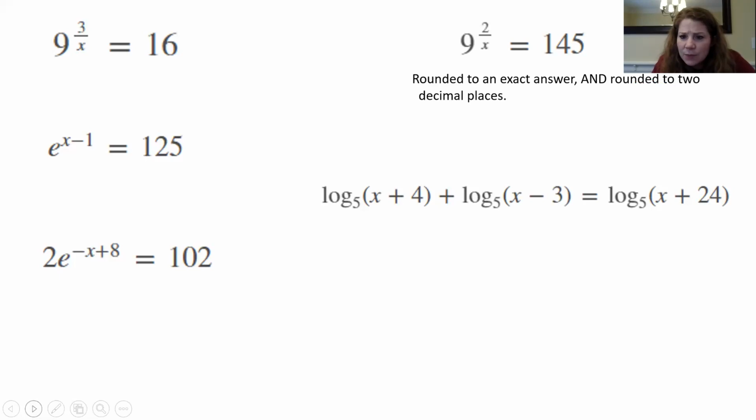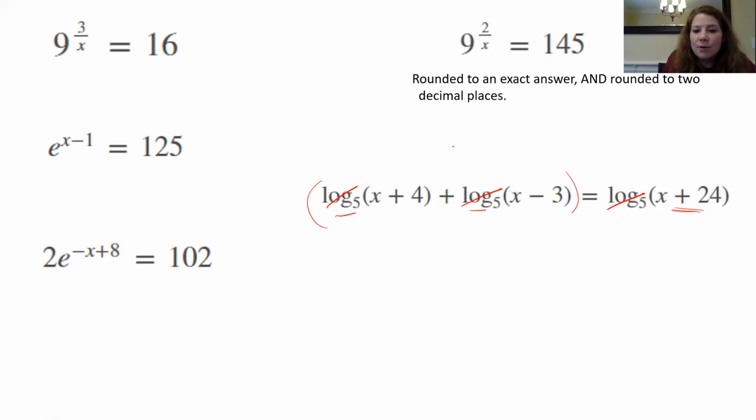All right, now on this one, if you notice, we have the log of 5, and all of this is equal to the log of 5 times this. Since I have the log of 5 on both sides of the equal sign, guess what I get to do with that? I get to get rid of all of them. I can completely ignore them.